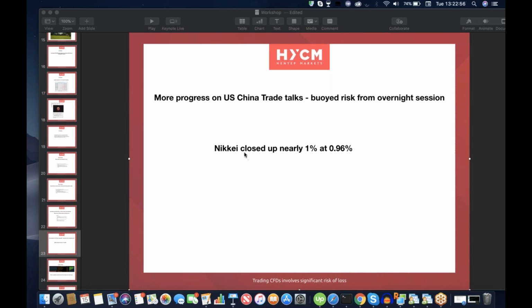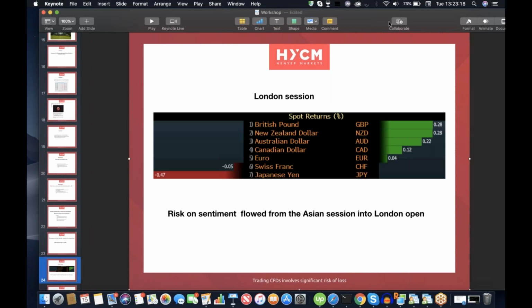And so the Nikkei, which is the Asian index, closed up nearly 1% at 0.96%. A good rule of thumb is when indices close up 1% or above, that's significant. So the Nikkei closing up nearly 1% is a significant increase. And this is the risk-on sentiment that then flowed into the London session early this morning.